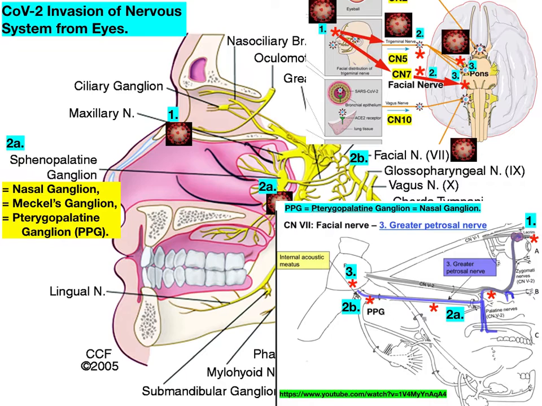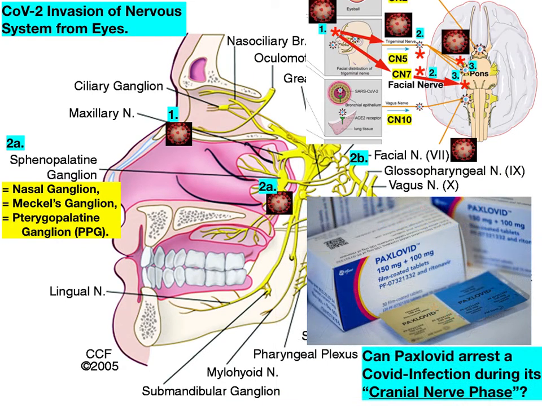So now a question can be asked, putting this in terms of a clinical perspective. At what point in this COVID eye to brainstem infection could Paxlovid be expected to be effective? Can Paxlovid arrest an ongoing COVID infection during its cranial nerve phase? And that means while the virions are being transported from the eye tissues to the brain stem. So it appears the answer would be yes and no.